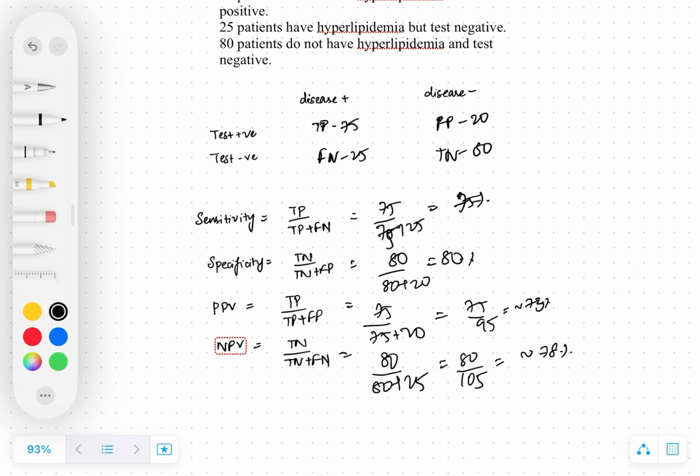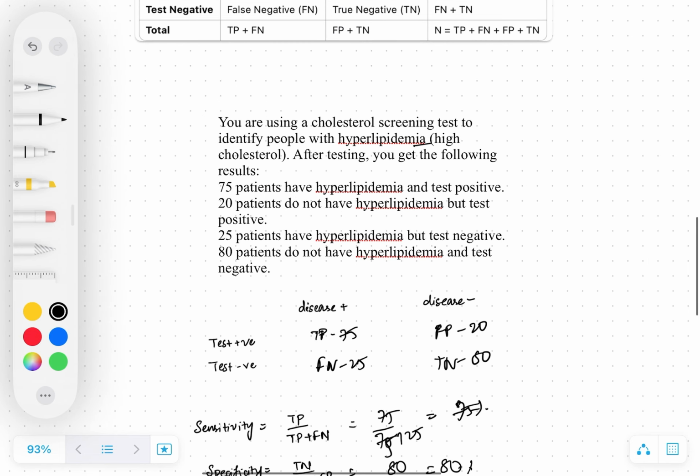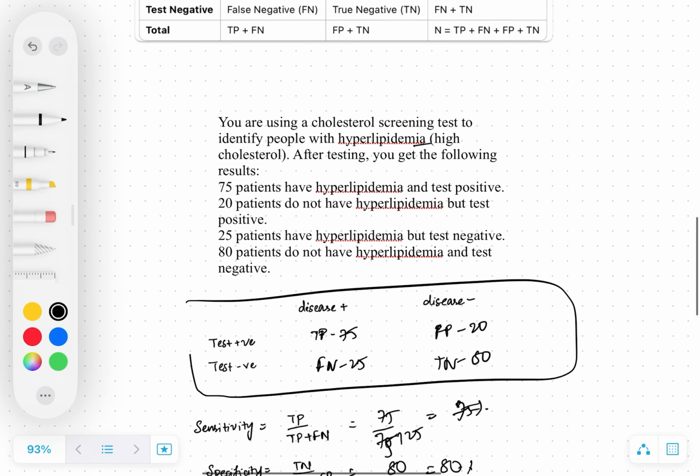So by using these formulas, we can calculate sensitivity, specificity, positive predictive value and negative predictive value. We just have to make this table. If the disease is positive and the test is positive, true positive. If the disease is negative but the test is positive, it is false positive. If the disease is positive but the test is negative, then false negative. If the disease is negative and the test is negative, it is true negative.